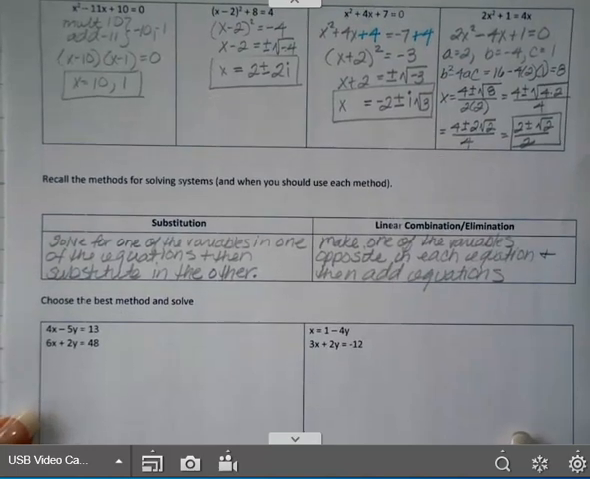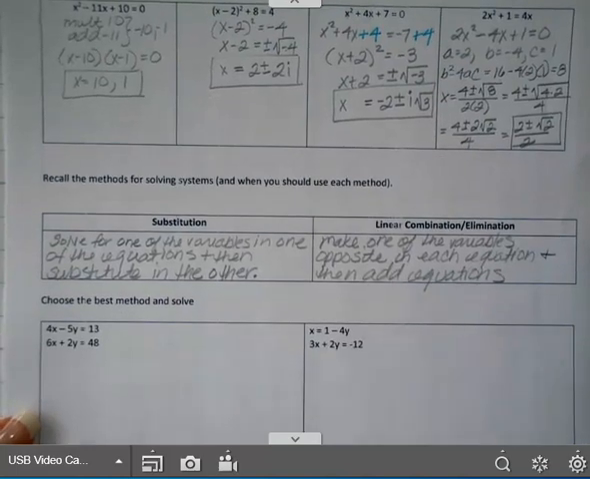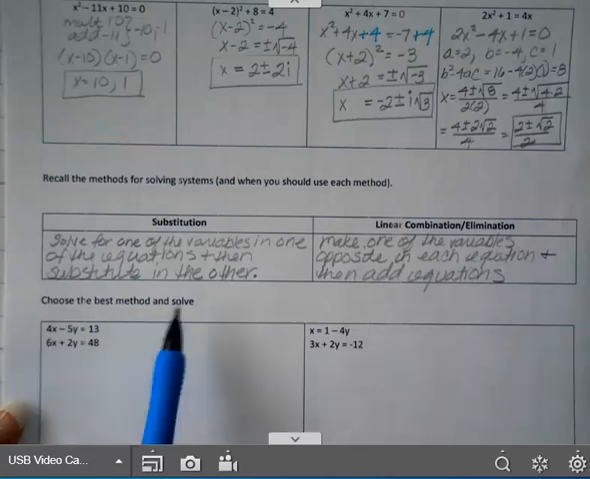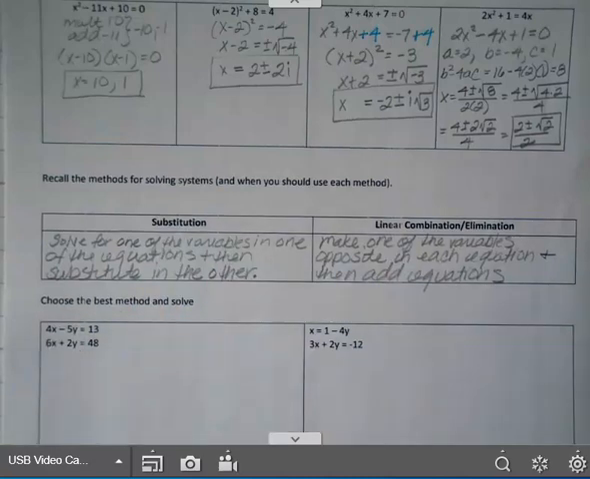So if I look below here, we're going to choose the best out of these two methods to solve this. So this first one, I have 2 lines. I don't have an x or a y by itself with a coefficient of 1 here. So substitution's not going to be real pretty on this one. I think I'll do linear combination.